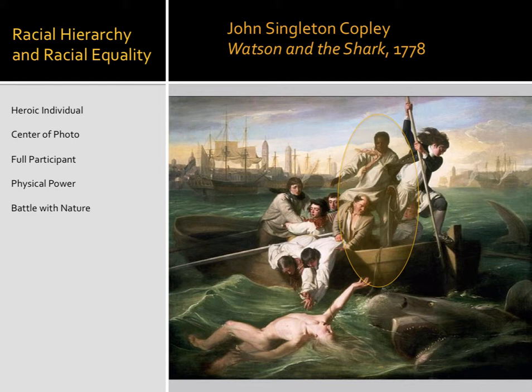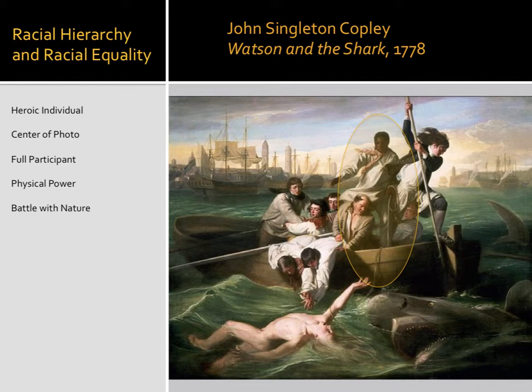This is John Singleton Copley again, with Watson and the Shark. And I've circled the African-American figure in the center of the picture because many American art critics have found in Copley's painting one of the first early representations of African Americans as fully human, dignified, and equal participants in America.